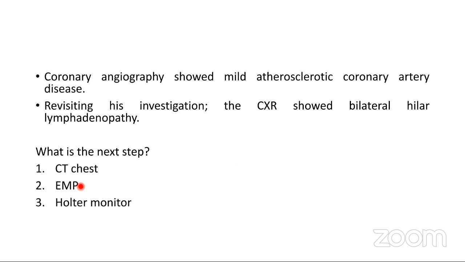Sarcoid is known for its notorious tendency for ventricular arrhythmia. Yes, it can cause ventricular arrhythmia because it is a granuloma. It is inflammation, and the inflammation is healed by fibrosis, and the fibrosis is the nidus for reentry. Therefore, these patients are famous for ventricular tachycardia. Also, if the granuloma involves the conductive system and heals by fibrosis, it will destroy the conductive system.